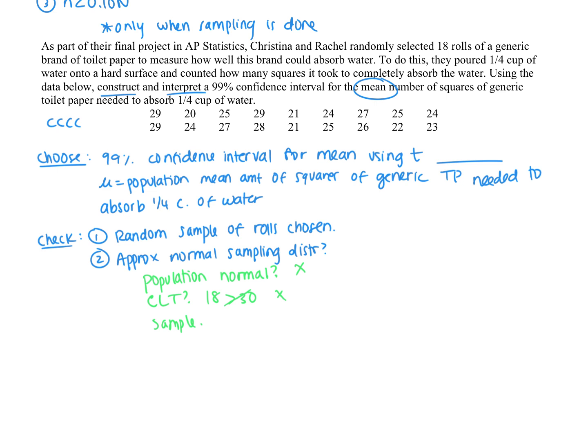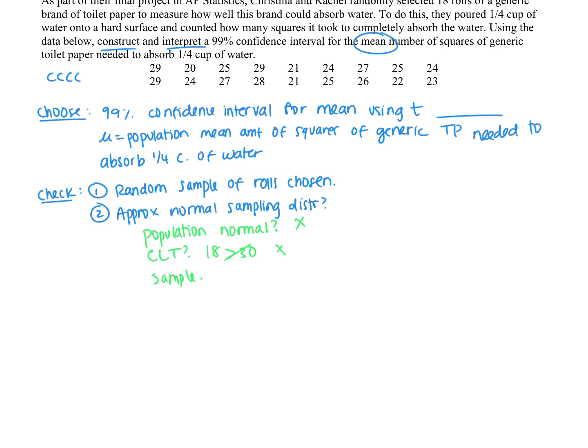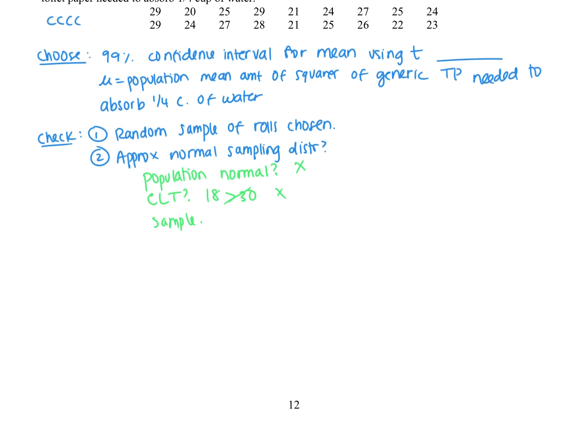So what I'm going to ask you to do right now is go to your calculator and put all of those numbers into a list. As a quick check, once you have all of those numbers listed in your calculator, can you go to OneVar Stats for me? And let's just verify. You should get a sample mean of 24.94, and you should get a standard deviation of 2.86.